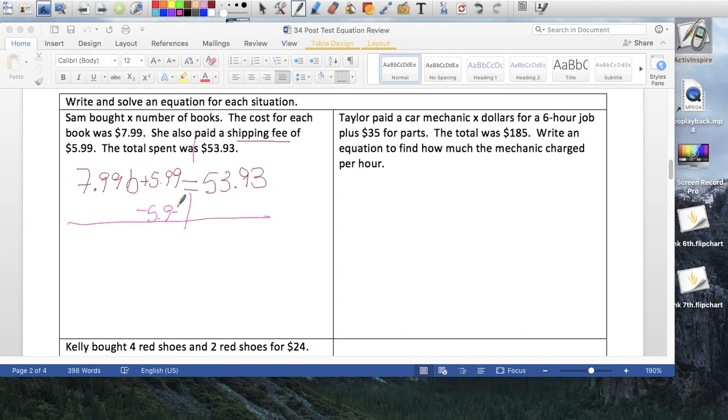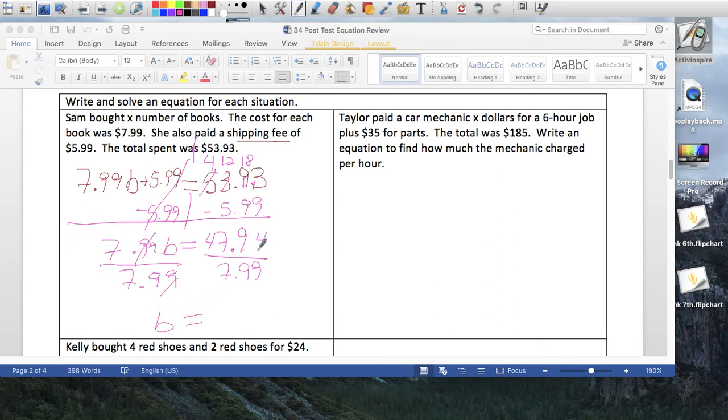Minus $5.99. Minus $5.99. This comes down, 7.99b. Subtract. So 13 minus 9 is 4. Let me borrow. This becomes 13, which is 12. This becomes 19, which becomes 18. 13 minus 9 is 4, 18 minus 9 is 9, decimal comes down, 12 minus 5 is 7, and 47.94. Now what do I do? Divide by 7.99, divide by 7.99, and b equals, if you divide 47.94 by 7.99, you get 6.